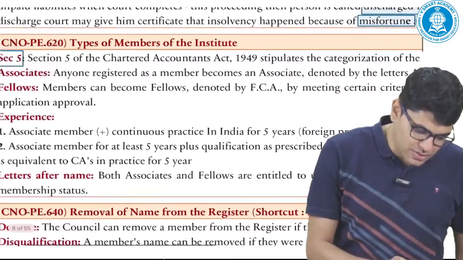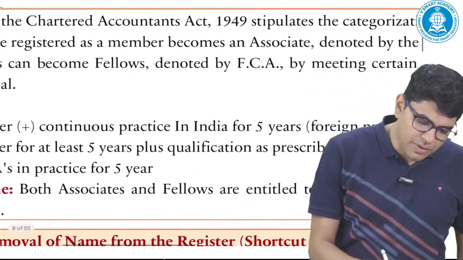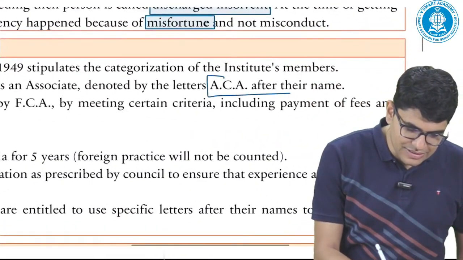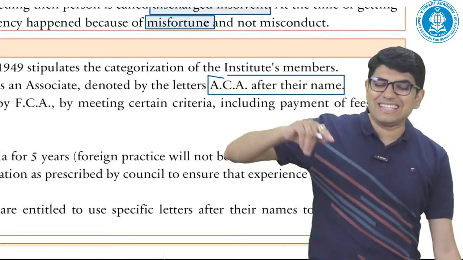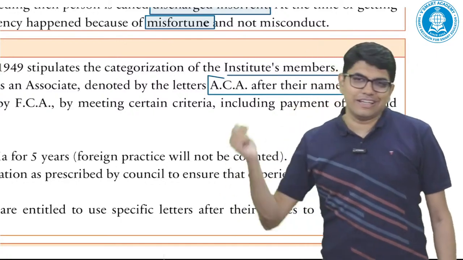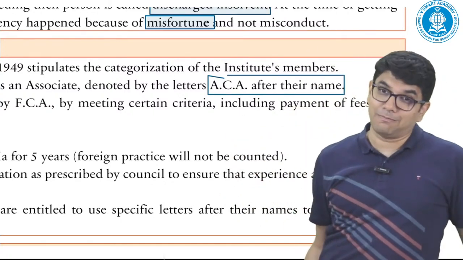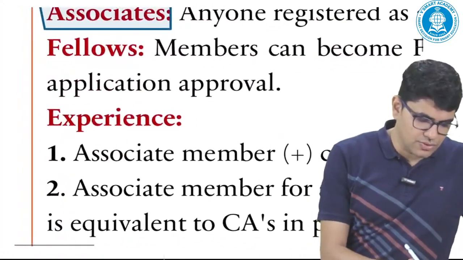Associate chartered accountant. A registered member becomes an associate, denoted by the letters ACA after their name. So they can write ACA after their name to denote that they are an associate, if they want. It's not mandatory.